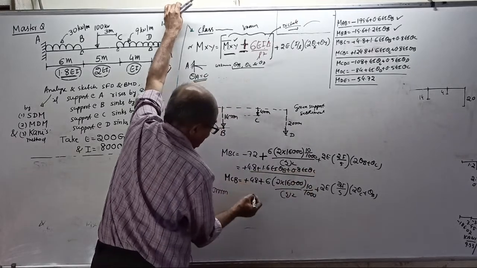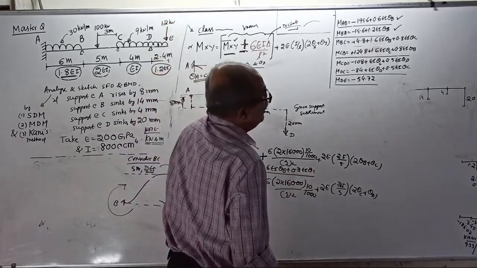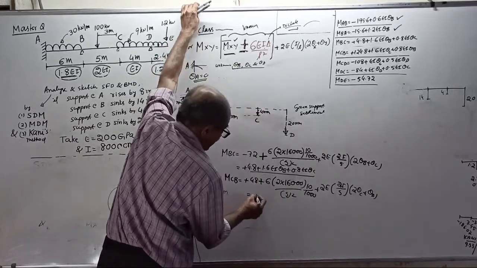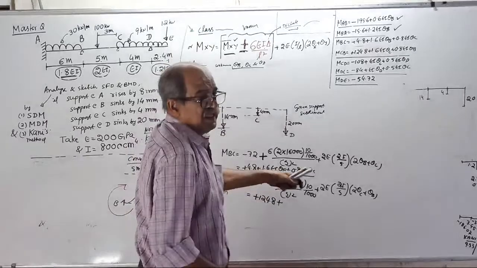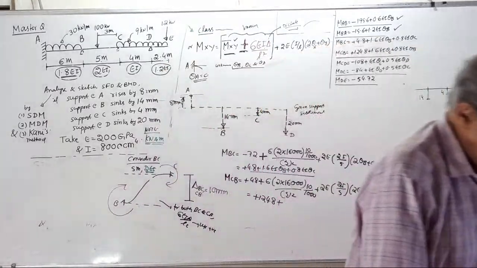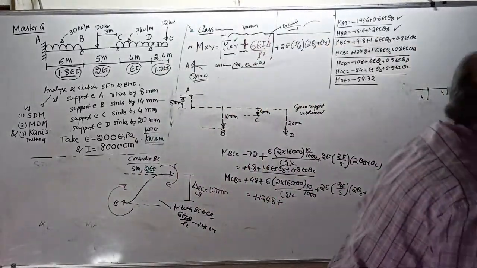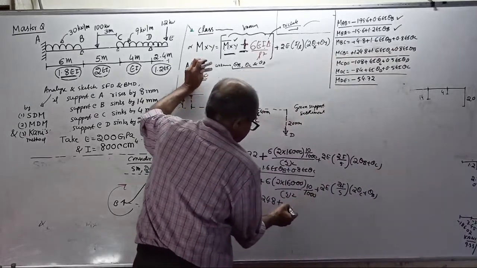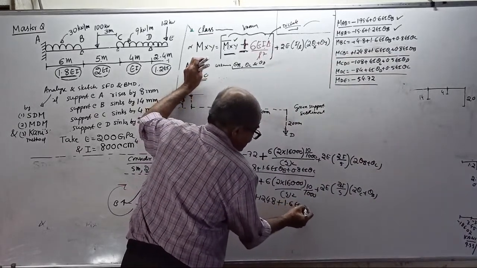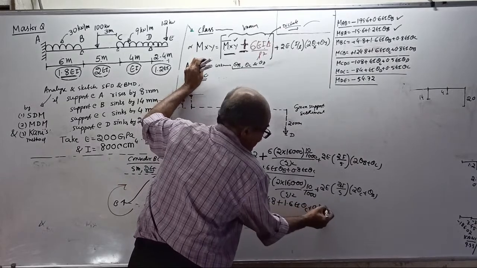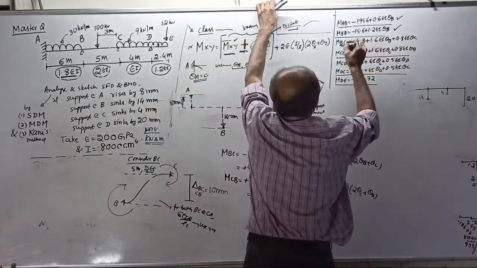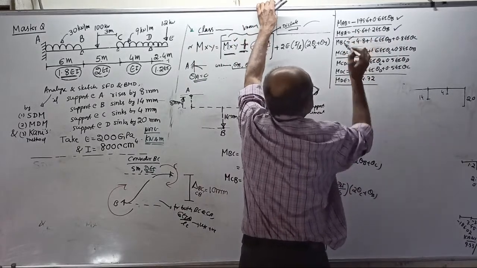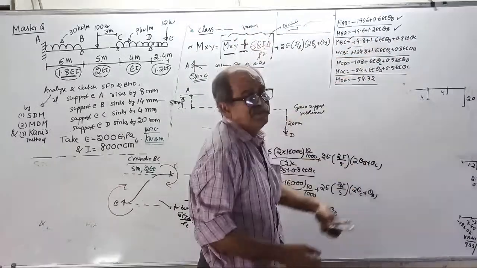Okay. Same way, this will come. Will it come plus 124.8? Tell me. Yes, 124.8 plus what? Plus 1.6 EI theta C plus 0.8 EI theta B. Okay, see, this is also correct. I wrote these two correctly. I am rubbing this one now.